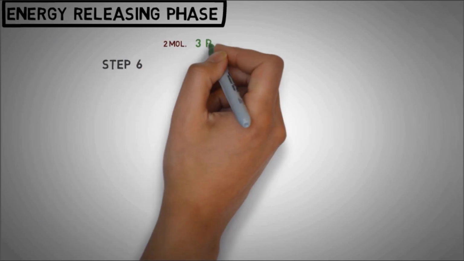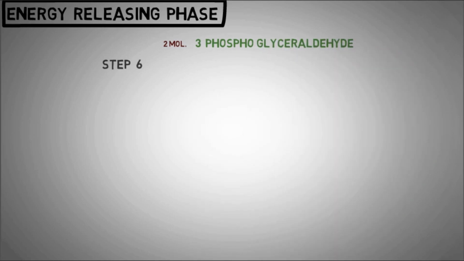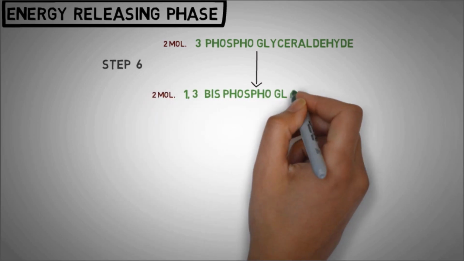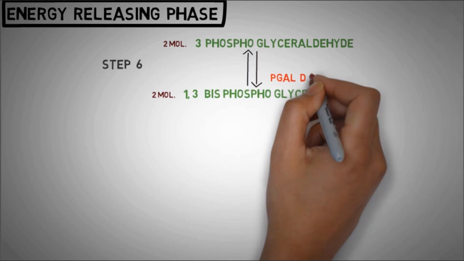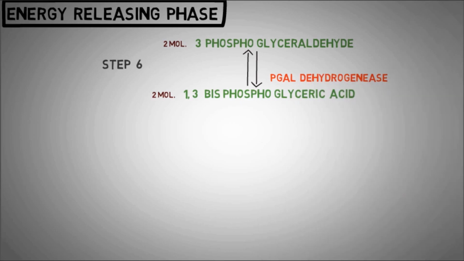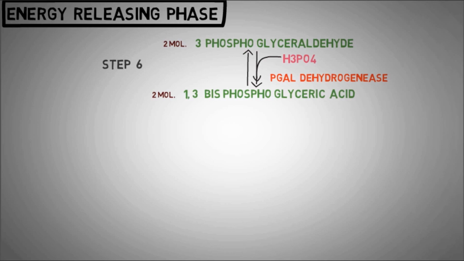In step 6, two molecules of 3-phosphoglyceraldehyde are converted into two molecules of 1,3-bisphosphoglyceric acid, which is a reversible reaction. The enzyme used in this reaction is phosphoglyceraldehyde dehydrogenase. The additional phosphate in 1,3-bisphosphoglyceric acid comes from H3PO4. In this step, aldehyde is converted into carboxylic acid, which is an oxidation reaction, which drives the formation of the acyl phosphate bond.